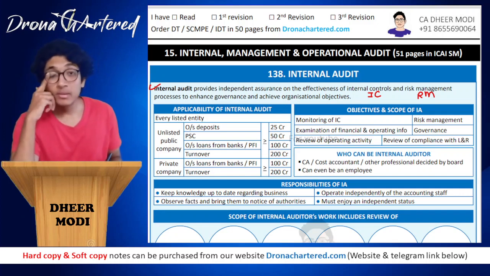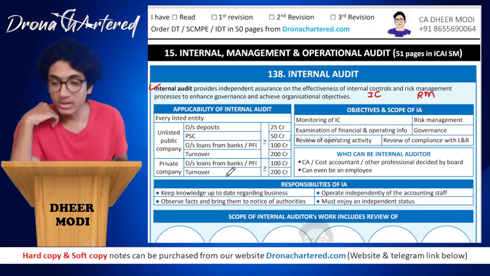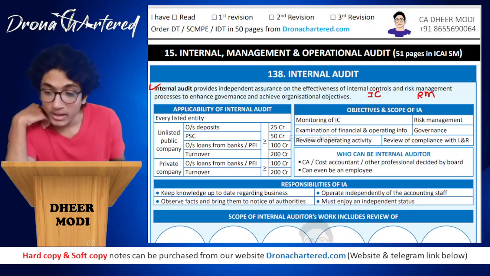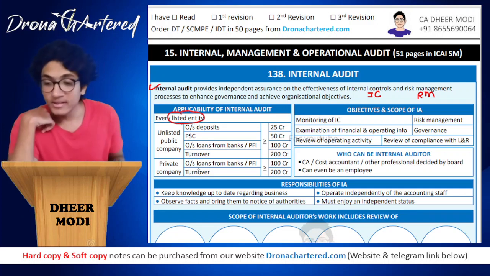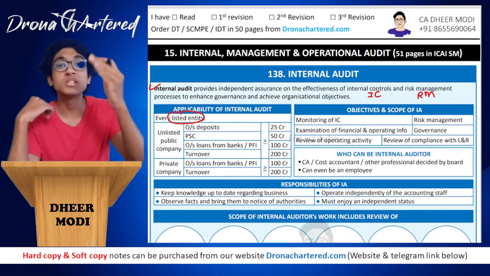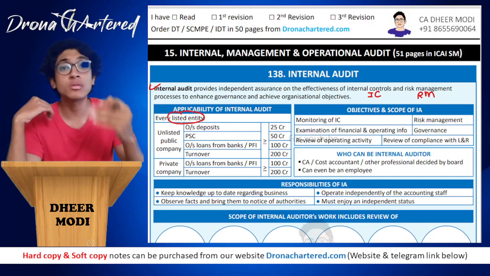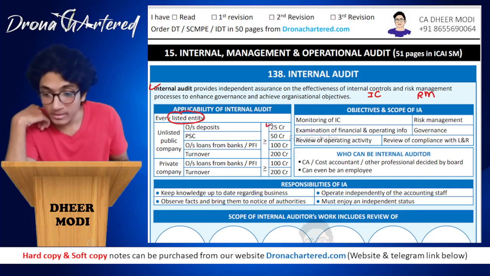Now your applicability of internal audit, to whom all internal audit is applicable. So first of all, for every listed entity, internal audit becomes mandatory. Okay, what about unlisted public companies, sir? So you have to remember 25, 50, 100, 200. So your limits are 25, 50, 100 and 200.